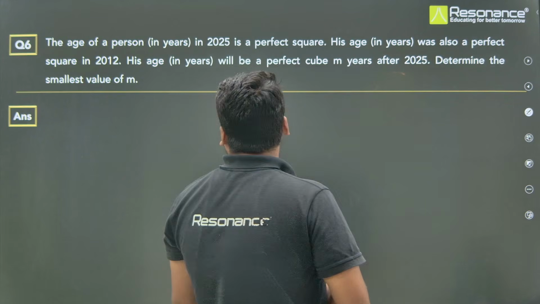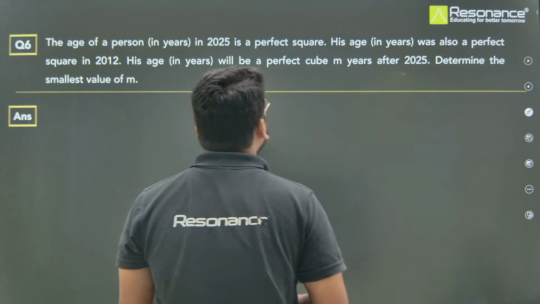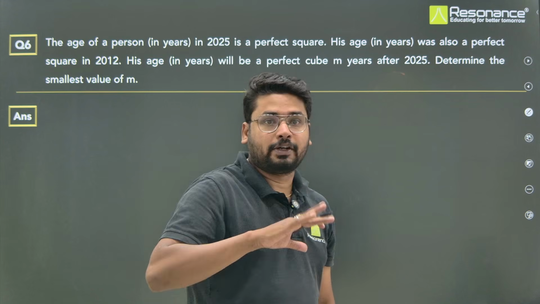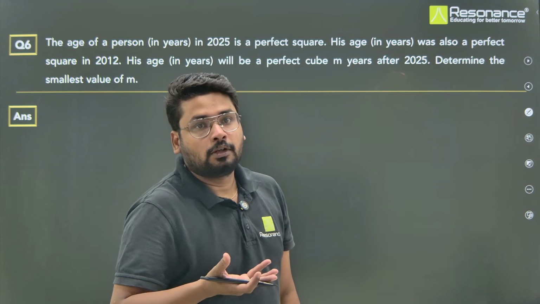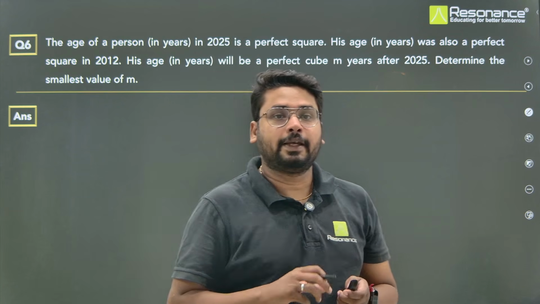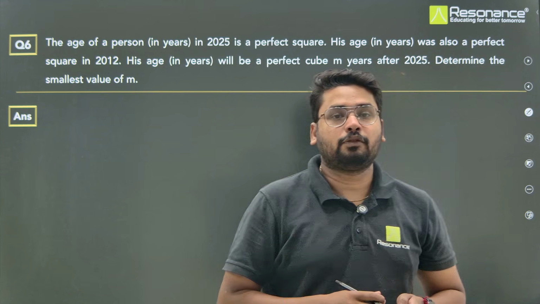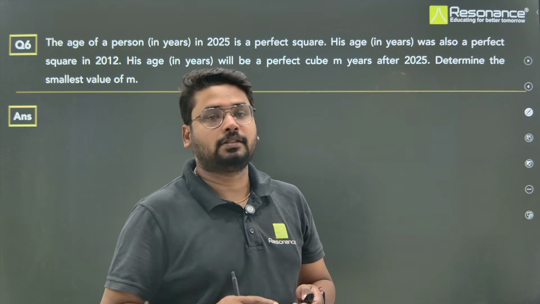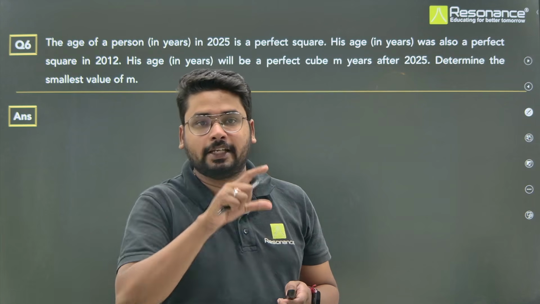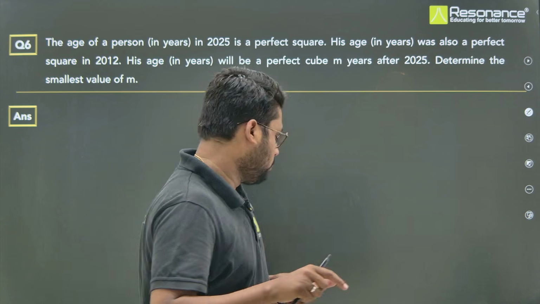Sixth. The age of a person in 2025 is a perfect square. His age is also a perfect square in 2012. But after m years from 2025, his age will be a perfect cube. So you have to find the smallest value of m, meaning whatever his age in 2025, after adding that m value, his age will become a perfect cube. Okay.